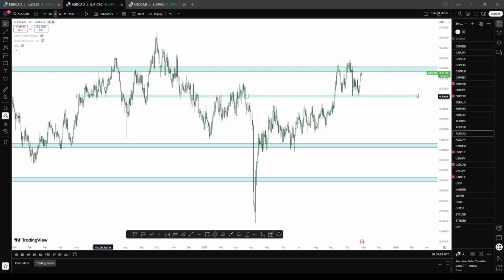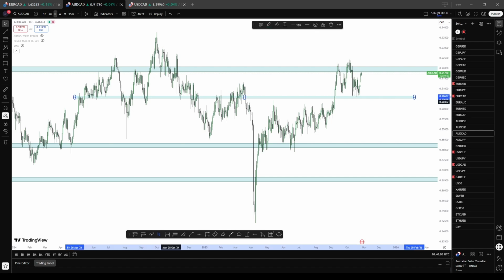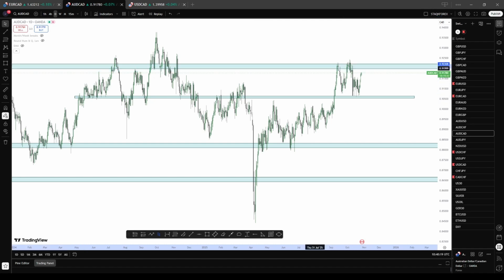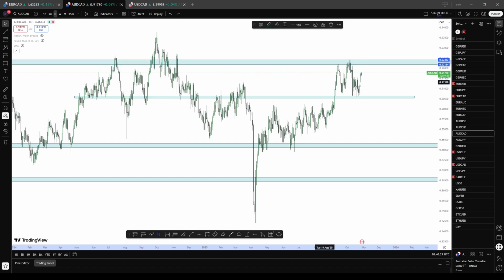a touch on this level. We have one here, here, here, here, here, here, and here also, just a few pips away. Then if you watch, we broke this level and came back for a retest before heading to the upside. So let me adjust this weekly one.